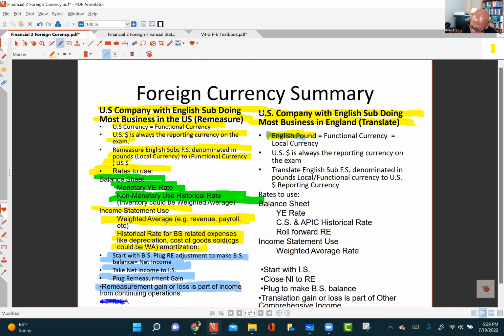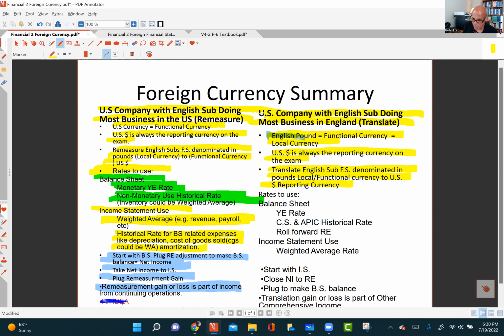So if that's the case, the English pound is the functional currency, and it is the local currency in that case. So the US dollar is always the reporting currency. So when the functional and the local currency are the same, and you have to go to the reporting currency, the US dollar, then you translate. You will translate English sub financial statements denominated in pounds, the local currency, to the US dollar, the reporting currency.